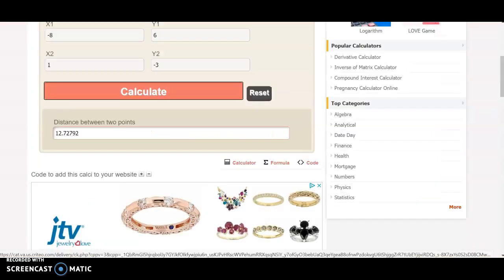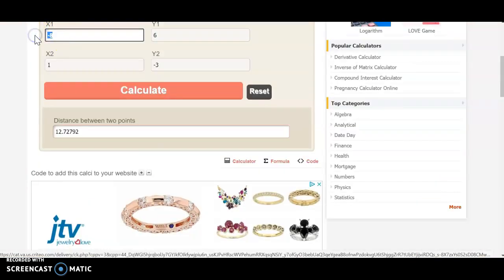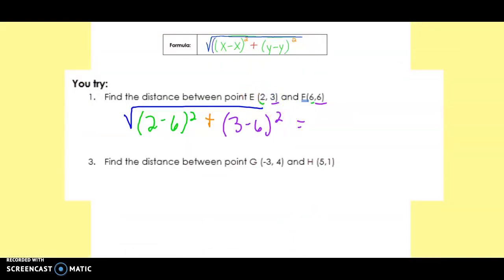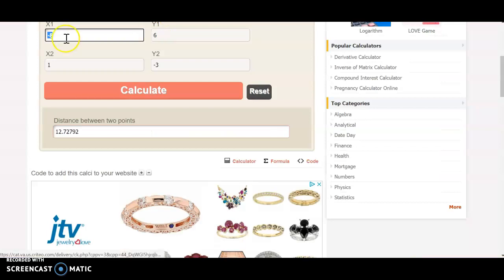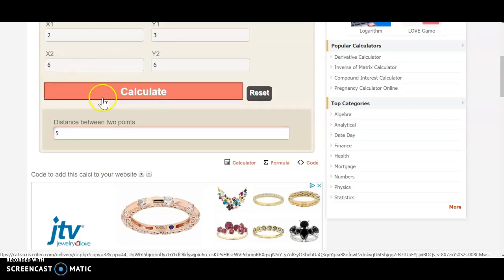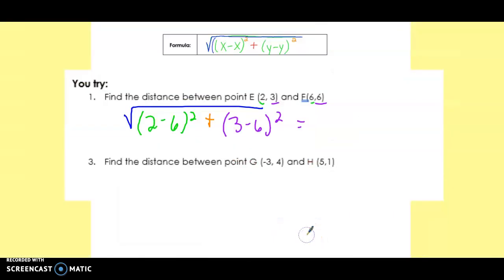So again, using that online resource, I'm going to plug in my coordinates. I forgot what they are already. All right, so 2, 3, 6, 6. So again, my first ordered pair is 2, 3. My second ordered pair is 6, 6. And you're going to hit calculate, or it just automatically does it for you. And I'm going to have a distance of 5. So again, it's not impossible to get a whole number. It's unlikely to get a whole number, but occasionally you will. So if you do, do not panic. It is possible.